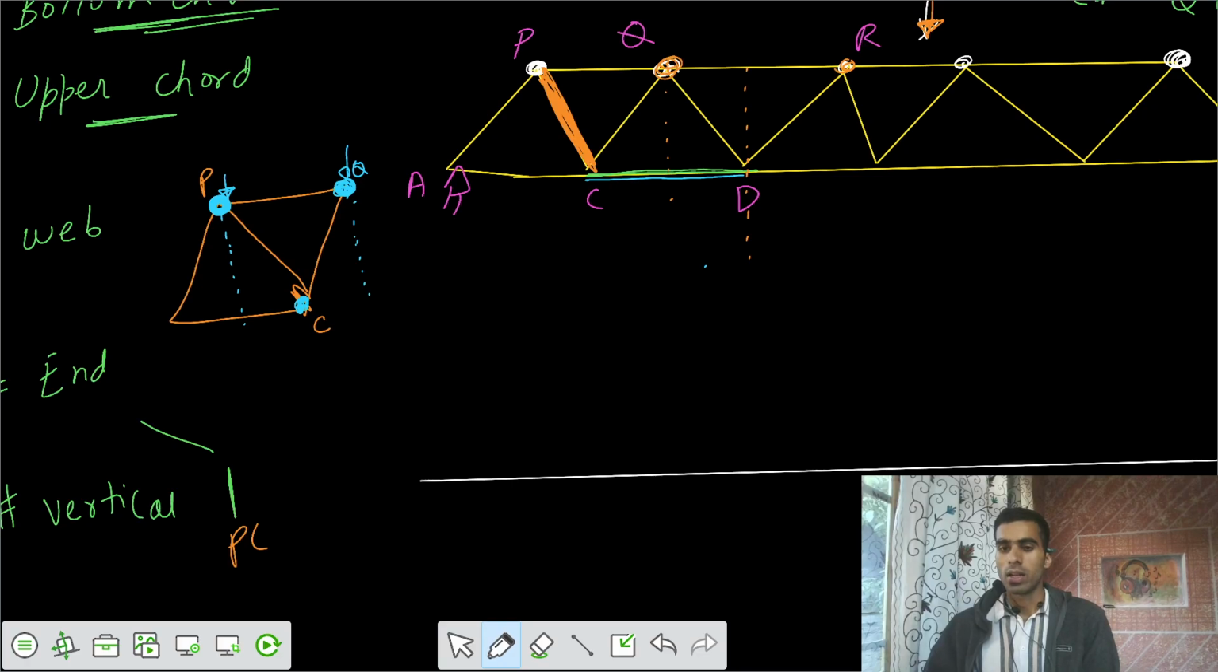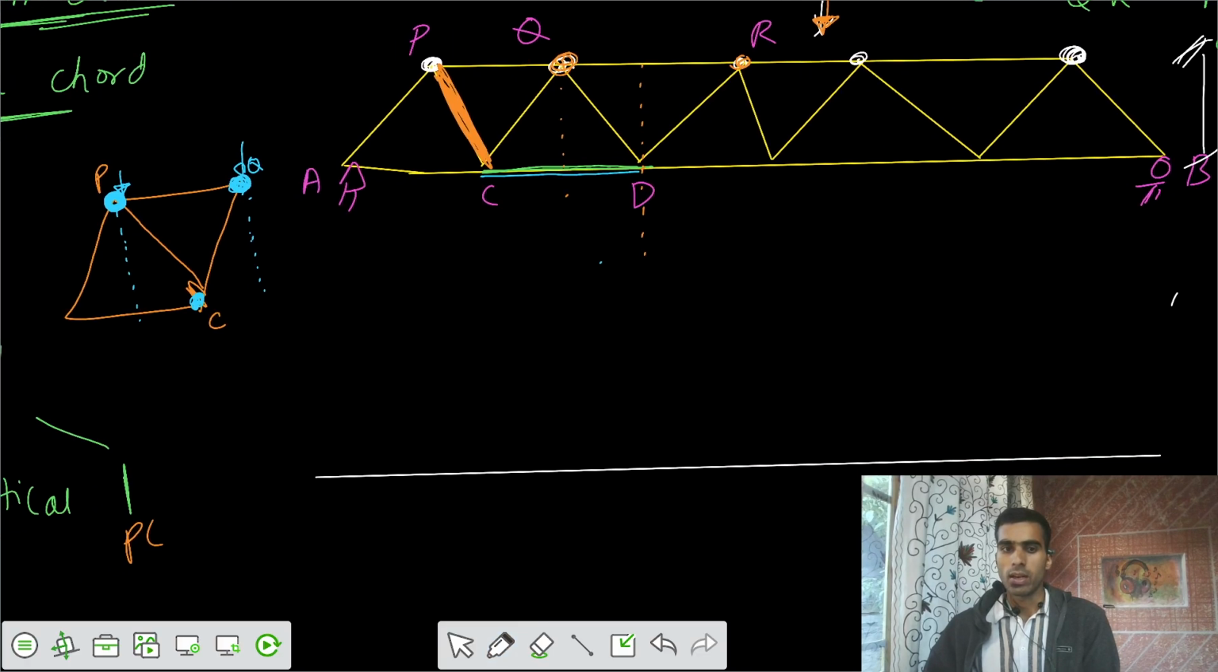Let's have those two in the ILD. That means we have two critical points for the ILD. You write it on the side: two critical points for the ILD for this member PC.